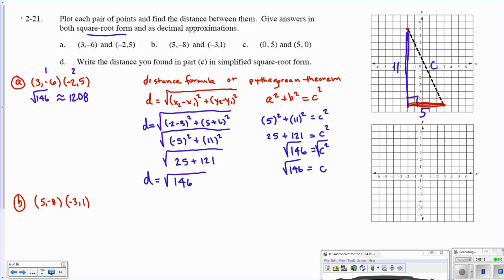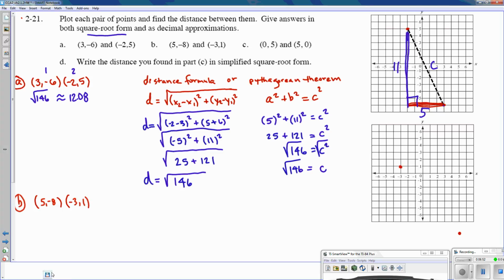So as I plot them first, I realize my coordinate plane's not quite big enough, but I'm going to just draw it in and kind of estimate down here where -8 is going to be. So it's somewhere right down here. And then I've got the point -3, 1. So I'm going to go back 1, 2, 3, and up 1. So I have here, I'll try to draw in a little bit of a line here. We're trying to find this distance, and that's not going to work. We'll just have to cheat here. That'll be easier.